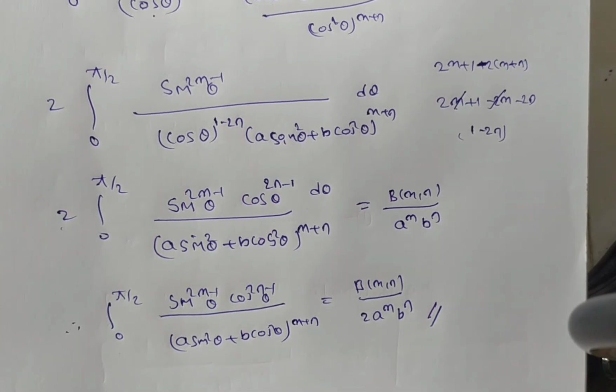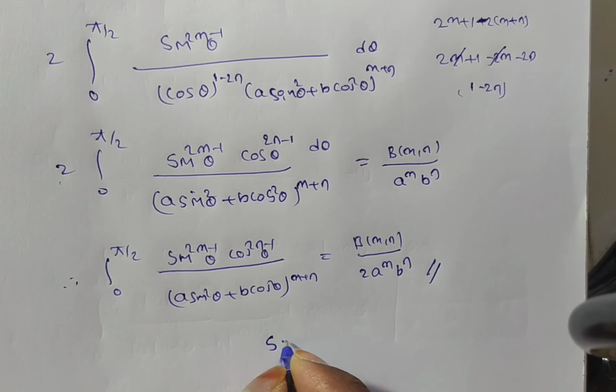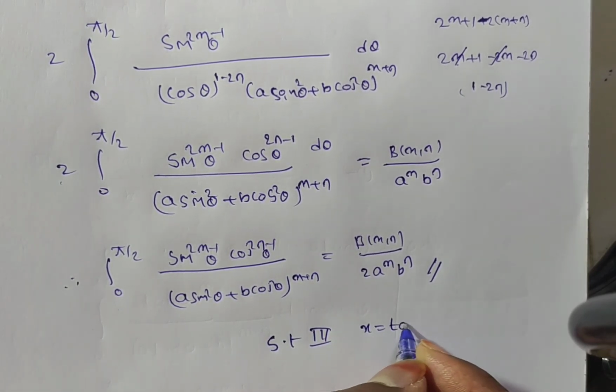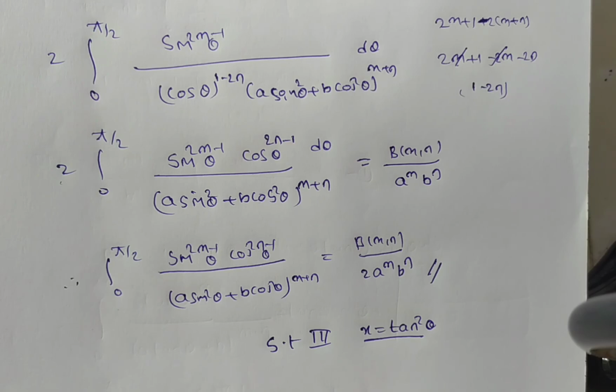Is it clear for everyone? To prove this one, we have to recall standard form 3. In form 3 we have to replace x is equal to tan square theta. Then you will get form 4. Is it clear for everyone? Next video we will discuss form 5.